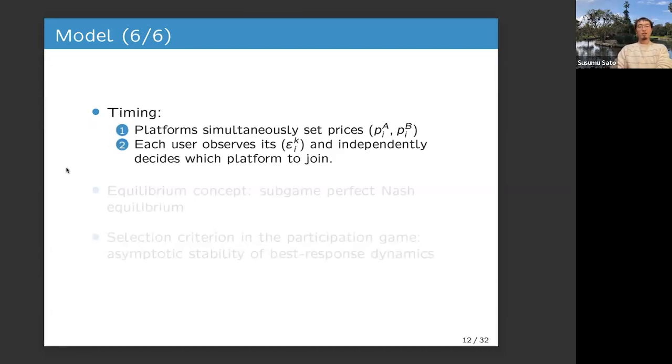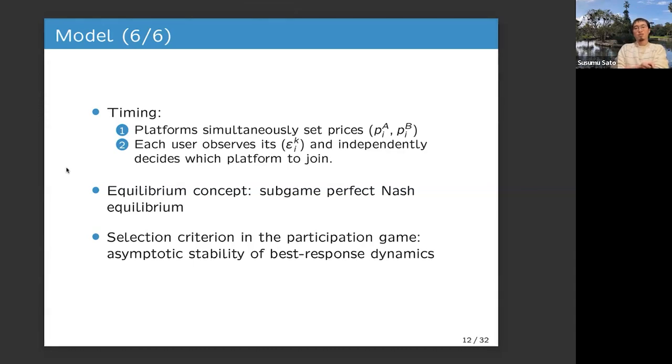So to conclude the model, let me discuss the timing and the equilibrium concept, which is also quite standard. The timing is that platforms first simultaneously set prices. And then, observing these prices, each user also observes its own idiosyncratic taste for joining platforms. And then users independently and simultaneously decide which platform to join. So this is a two-stage game, and we adopt a standard equilibrium concept, subgame perfect Nash equilibrium. But to address the multiplicity in the participation game, the second stage, we require the asymptotic stability of best response dynamics to rule out some crazy equilibria in the participation game.